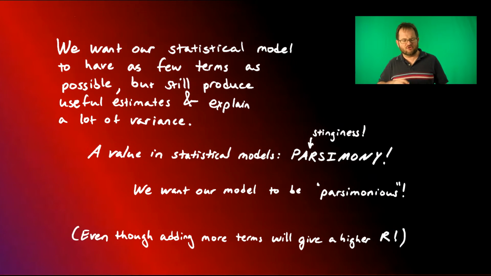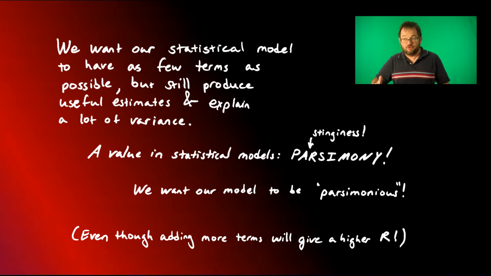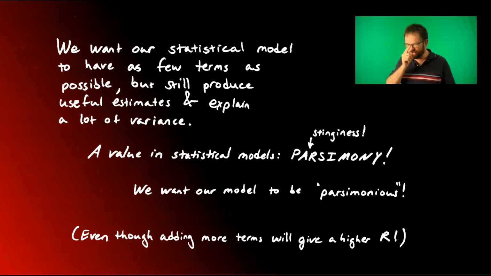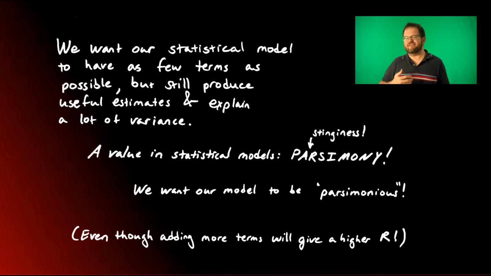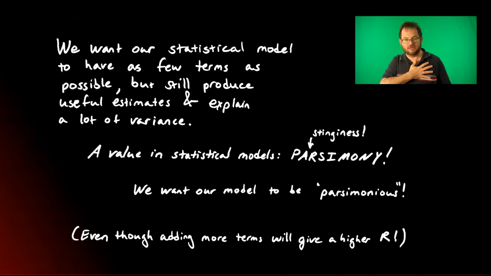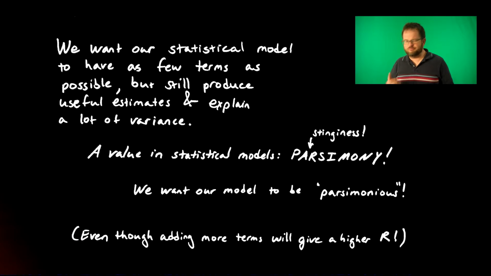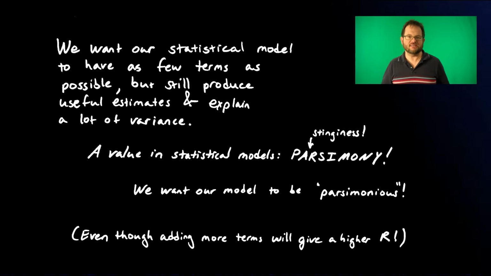You want your statistical model to have as few terms as possible, but still produce useful estimates and explain a lot of variance in your data set. And there's a word for that, kind of a strange word. In statistics, we have a value, something we hold near and dear to our hearts, called parsimony. If you look up the word parsimony in your dictionary, it's going to tell you it means something like stinginess.